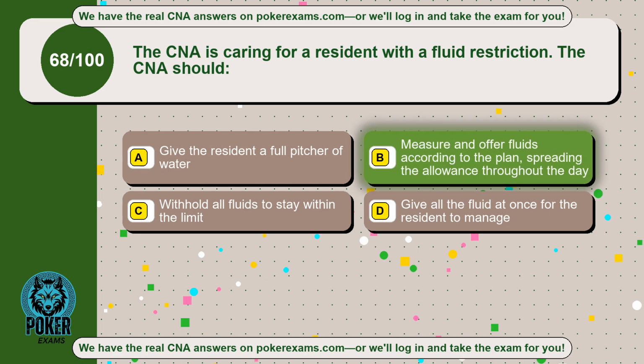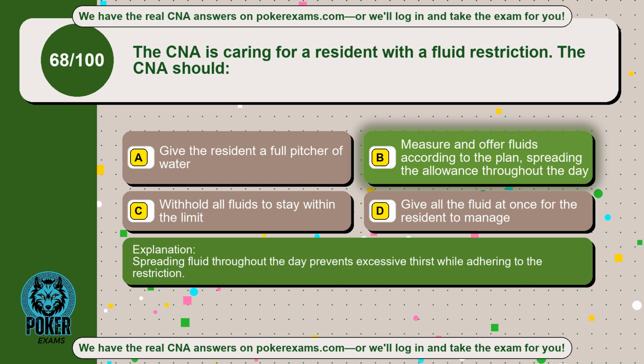The correct answer is option B, measure and offer fluids according to the plan, spreading the allowance throughout the day. Spreading fluid throughout the day prevents excessive thirst while adhering to the restriction.